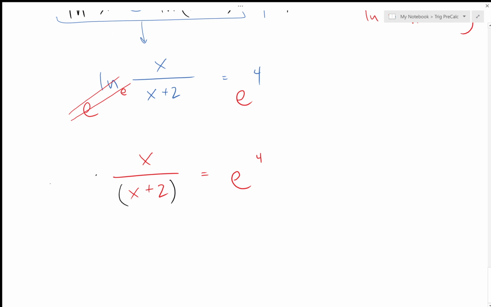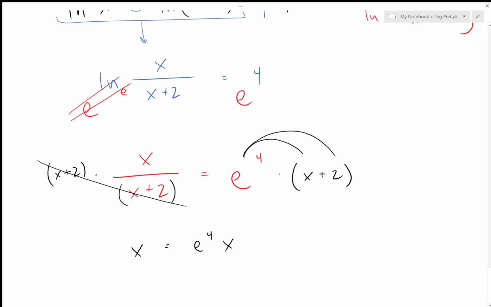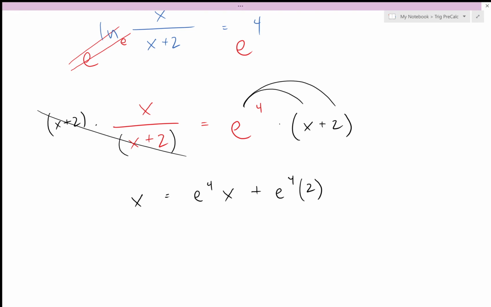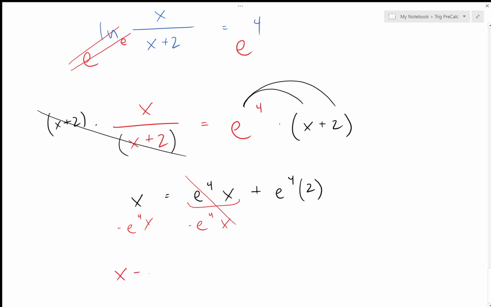Just like before, we need to multiply both sides by x plus 2. Cancel those. But what I do to one side, I do to the other, x plus 2. So x equals e to the 4 times x. Then we've got to do it again, plus e to the 4 times this 2. Okay, so we're just kind of making a mess of things. Let's get our x terms both to the same side. So minus e to the 4x, minus e to the 4x. Those cancel. So we've got x minus e to the 4x.